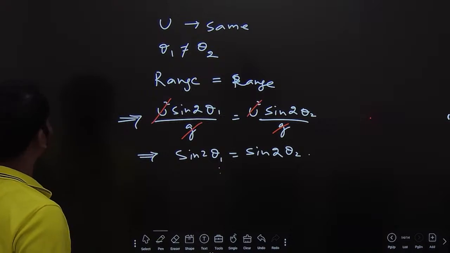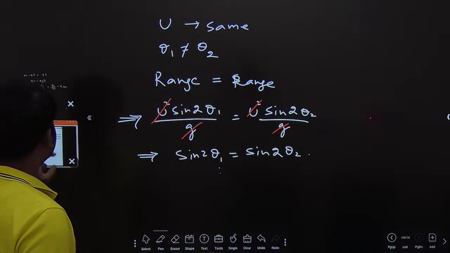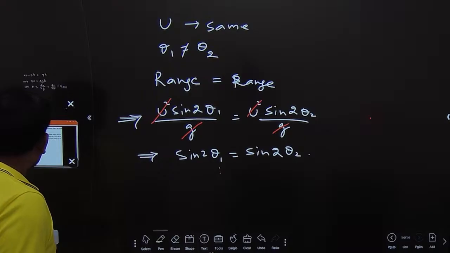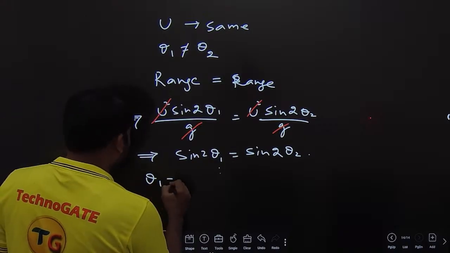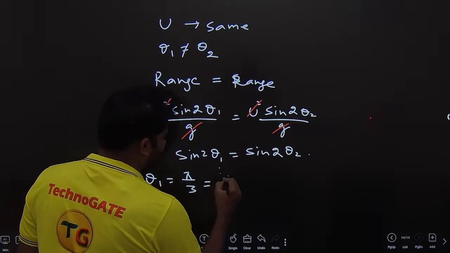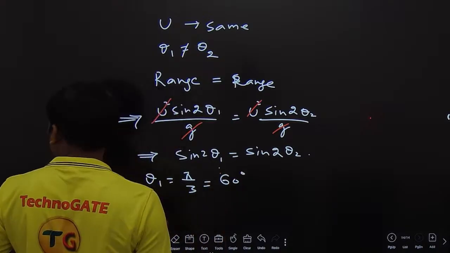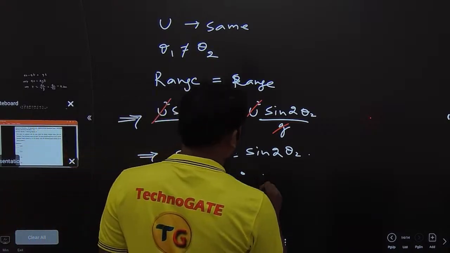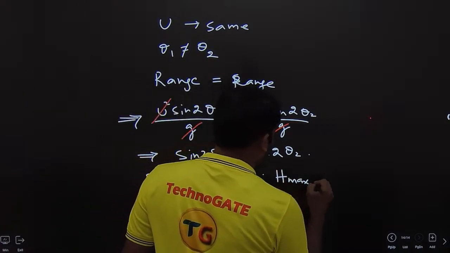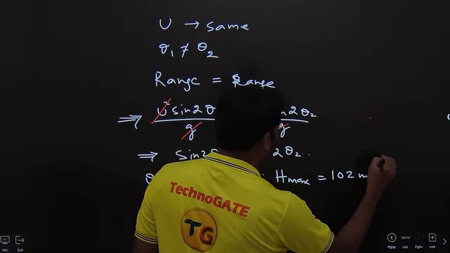And what else are they saying? Theta 1 and theta 2 are anyway different. The angle of projection of one is pi by 3 and the maximum height reached by it is 102. So one value is theta 1 equal to pi by 3, which is nothing but 60 degrees. And the maximum height is 102, so h max is equal to 102 meters.